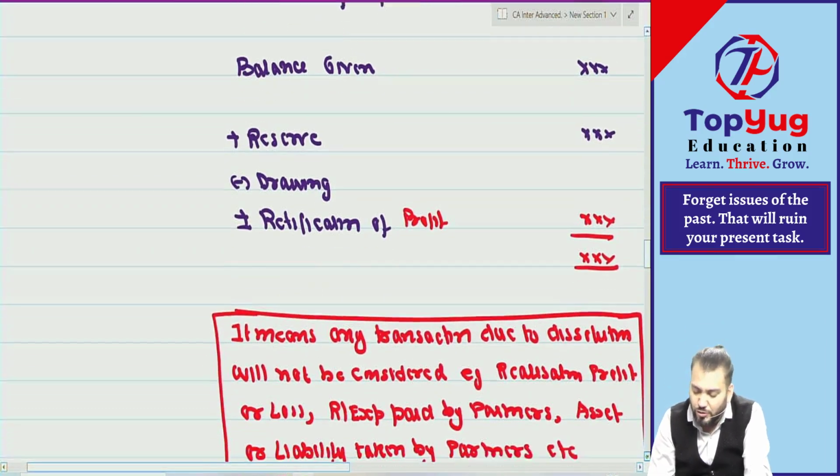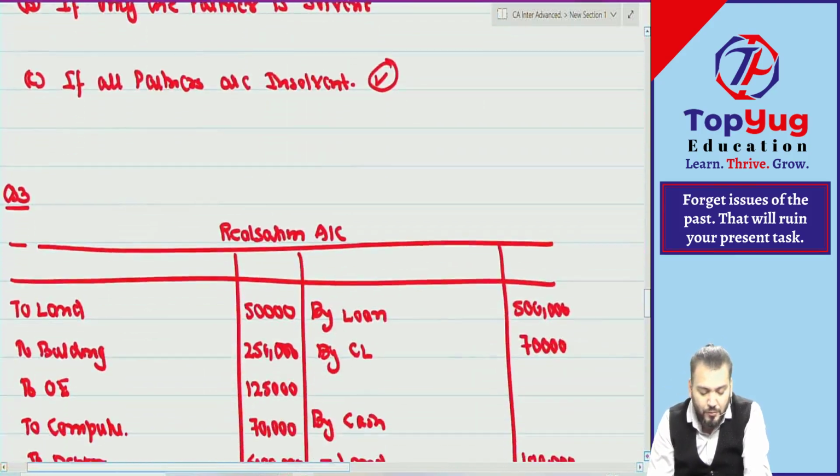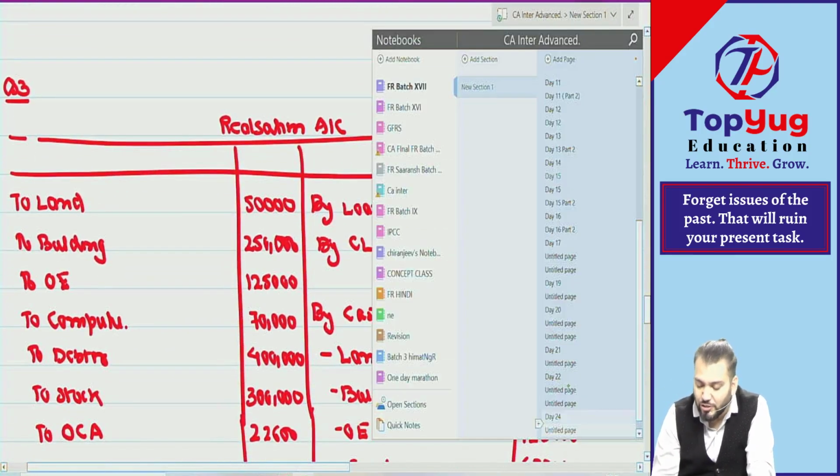We have done one question also. What was the question we have done? We have done question number 3. Let us start with question number 4.